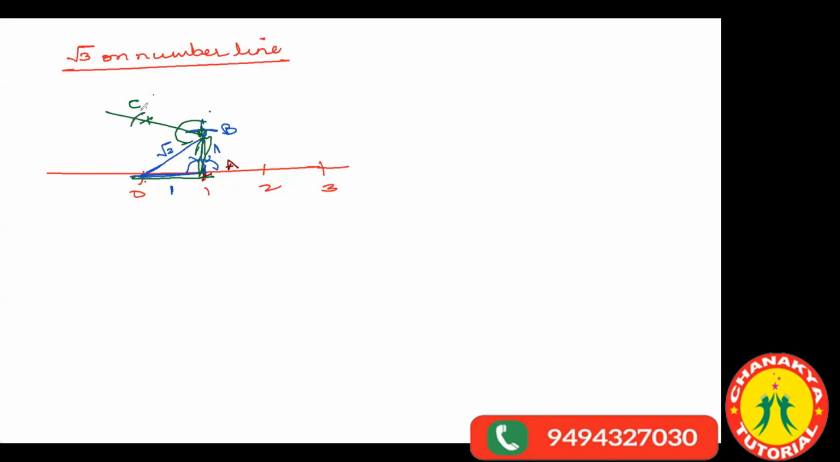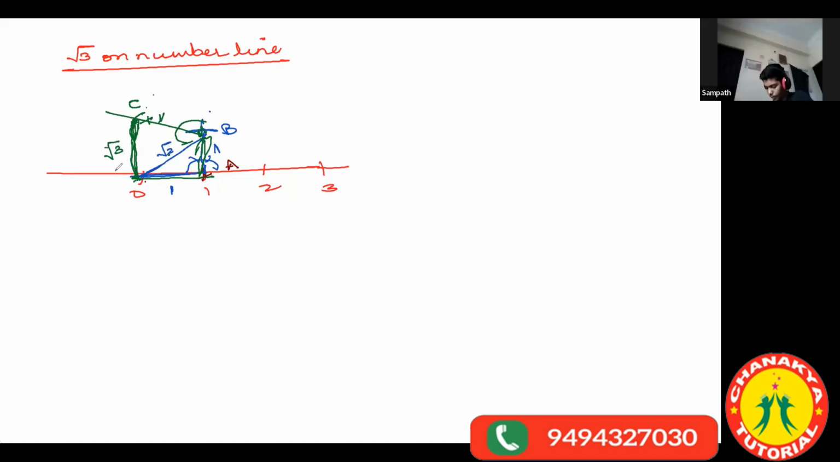Now mark that arc point C. Next step will be join OC. And this will be root 3. The length of this line segment will be root 3: root 2 square plus 1 square. It will be root 3 or not? Yes, ma'am. By Pythagoras theorem.